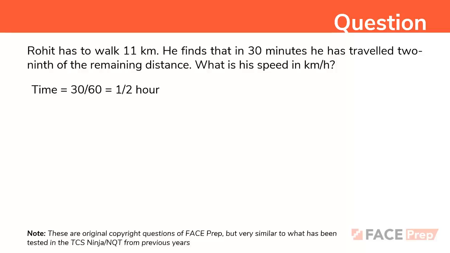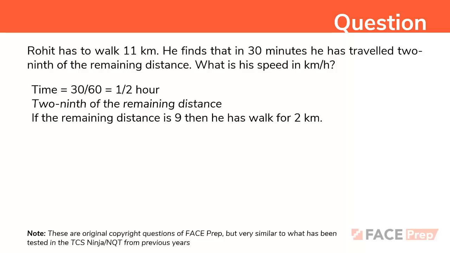So the next parameter we have to figure out is, what is the meaning of 2/9 of the remaining distance? It's again very simple. They are playing with words. So let's say if the remaining distance is 9, he has walked 2 kilometers. It's as simple as that. You should learn fractions, and what a fraction means. If you take 2 by 9th of the remaining distance, 9th here indicates the remaining distance, and in that a person has walked 2 kilometers.